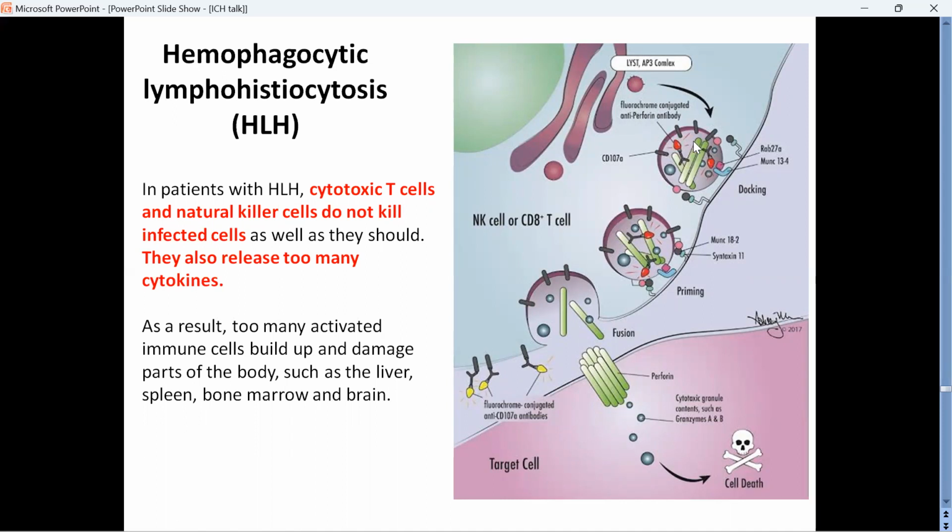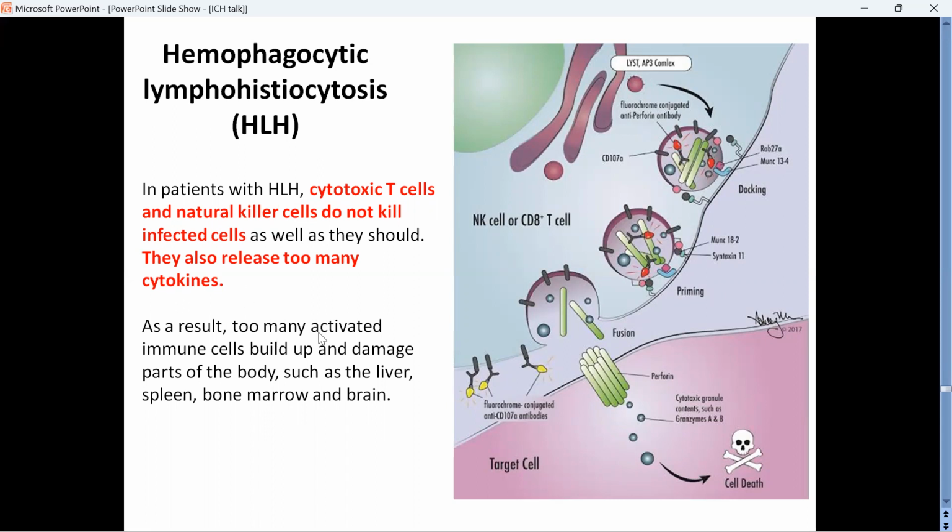Either there is a defect in the production of these cytotoxic granules, perforin and granzyme, or there is a defect in releasing these granules inside the target cell, the cell which has to be killed. Because of this problem, the cytotoxic T cells and the natural killer cells cannot kill the virus infected cells. Instead, they secrete a lot of cytokines. That is the reason why you have elevated biomarkers in HLH.